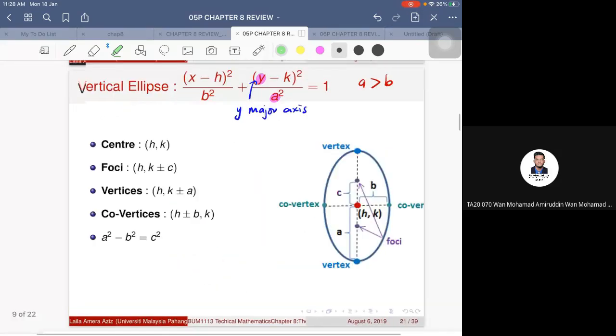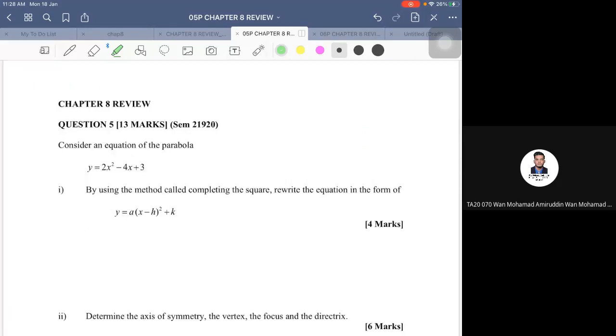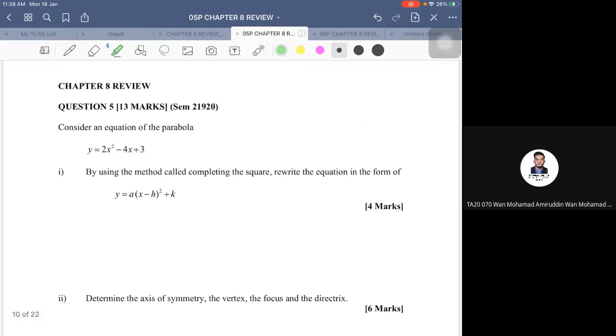Okay, rasa tu je kot pasal ellipse. Okay, so now let's have a look at the problem. Okay, ni adalah contoh soalan final. Ni yang final yang paling recent lah semester lepas.